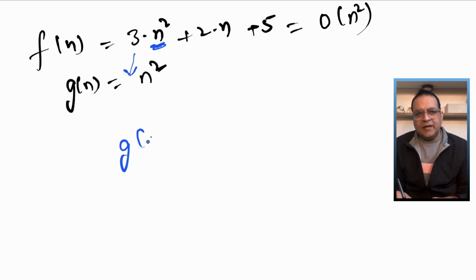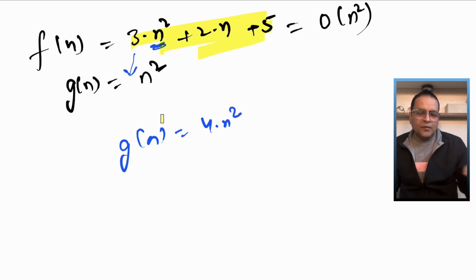So if g(n) is 4n square and f(n) is 3n square plus 2n plus 5, the line of g(n) may start below f(n), but it will ultimately come above f(n), and then it will remain above f(n). So g(n) will provide the upper bound of f(n) after a certain value of n.